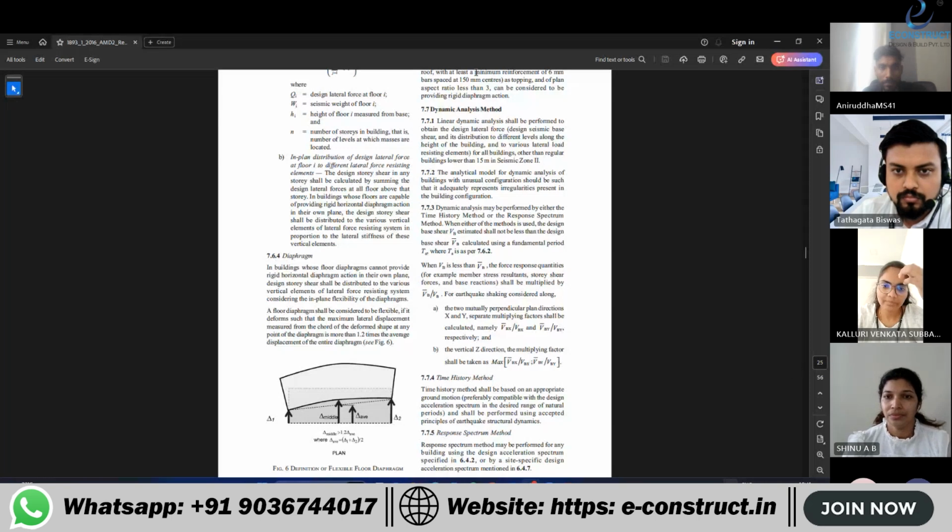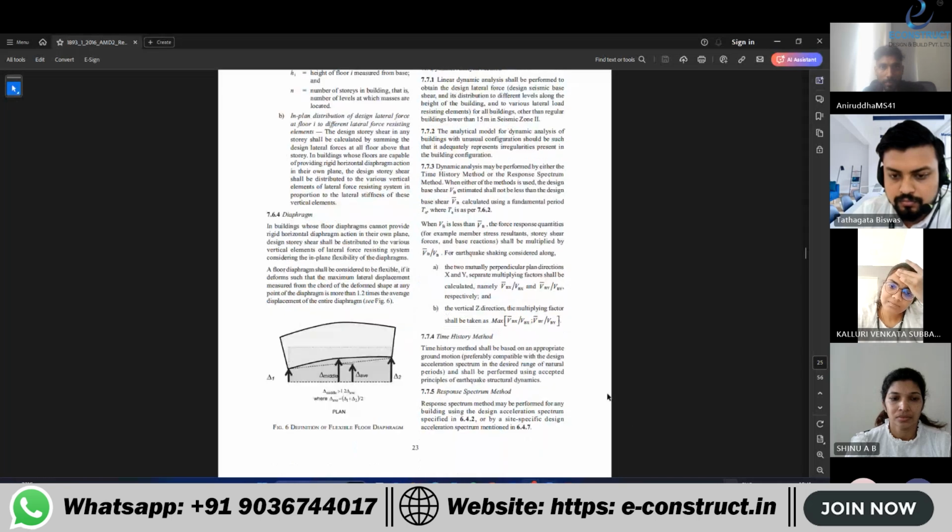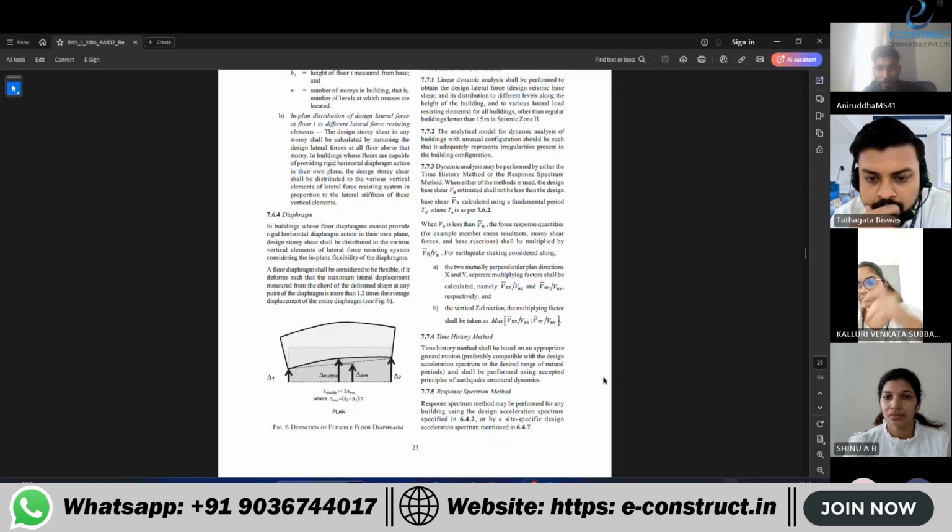the two mutually perpendicular plane directions x and y. Separate multiplying factors shall be calculated, namely VB bar x by VBx and VB bar y by VBy, respectively. And for the vertical z direction, the multiplying factor shall be taken as the maximum of VB bar x by VBx and VB bar y by VBy. Yeah, so it is basically talking about the scale factor.